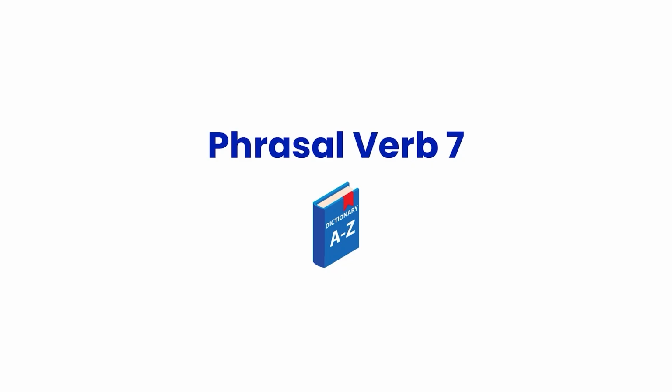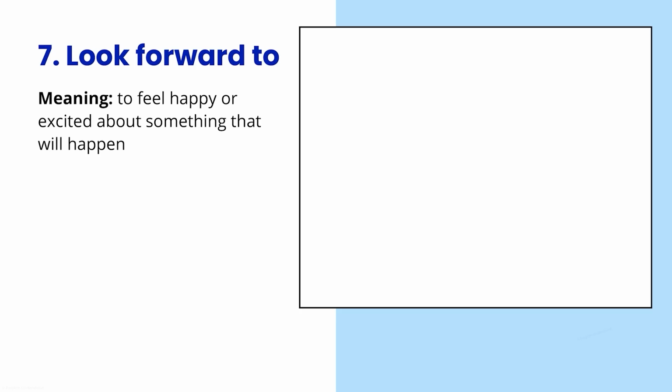Let's move on now to phrasal verb 7, which is look forward to. Look forward to means to feel happy or excited about something that will happen in the future. Is it separable? No, this one is not. Does it need an object? Yes, it does. It is transitive.